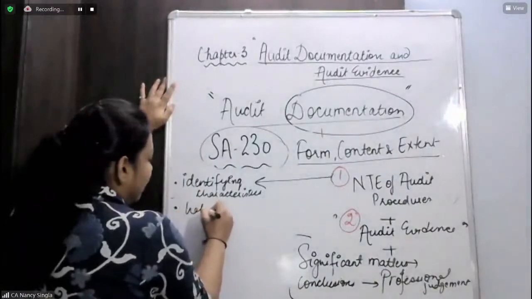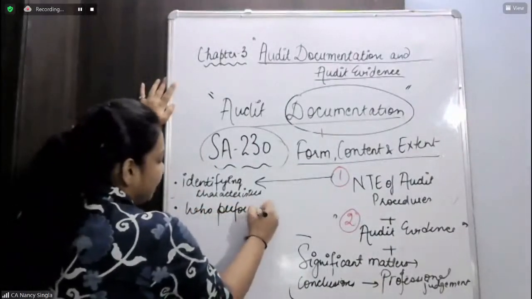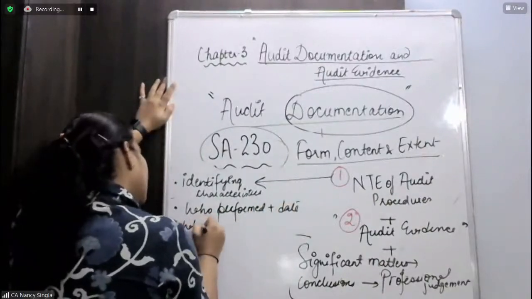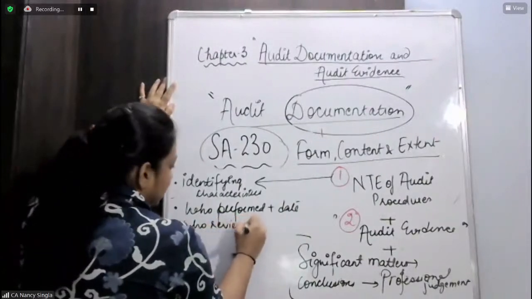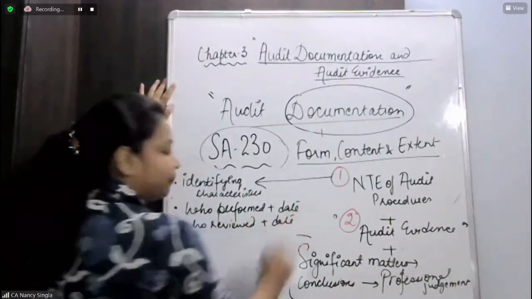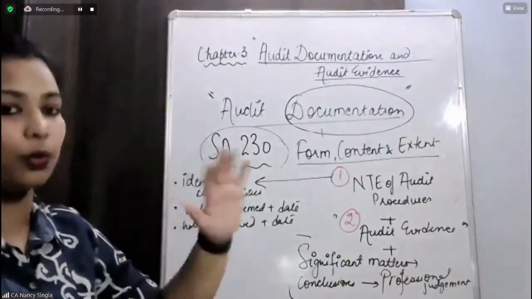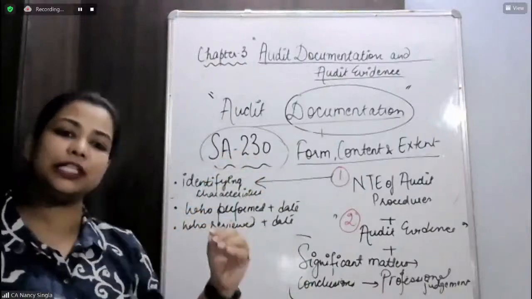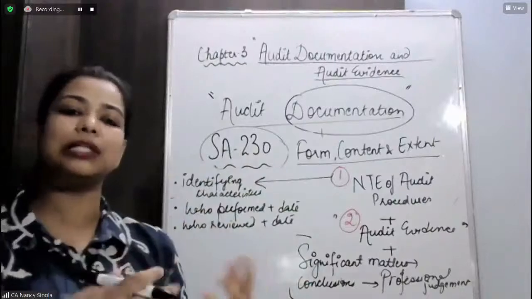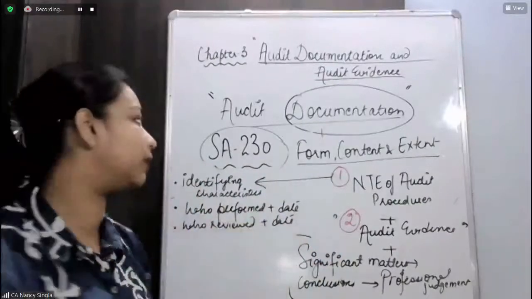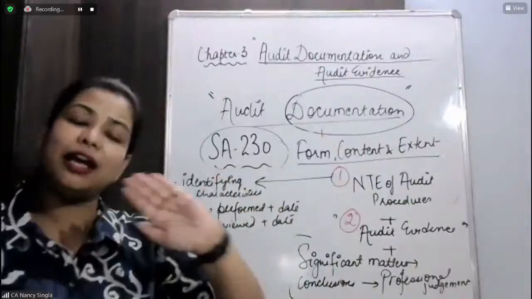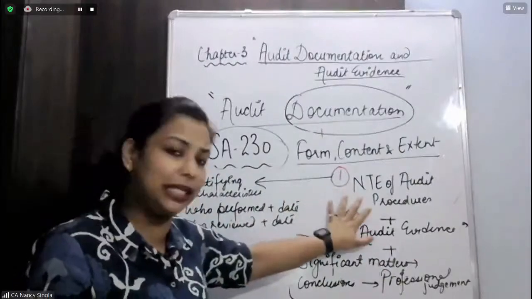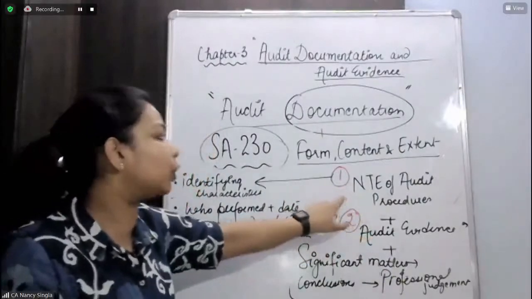Also, please write who performed the audit procedures along with the date. And please also write who reviewed those procedures along with the date. Simple. So what we have done so far is that an experienced auditor who is having experience of conducting the audit, any XYZ, it can be anyone, who is not having the connection with this client, should be able to understand the NTE of audit procedures and what all is included.